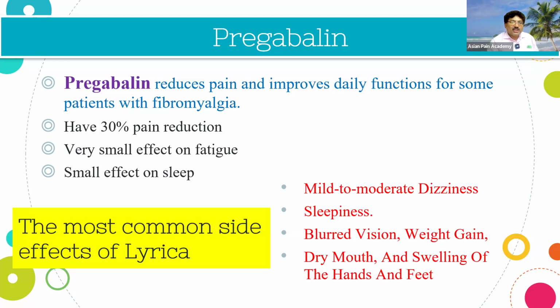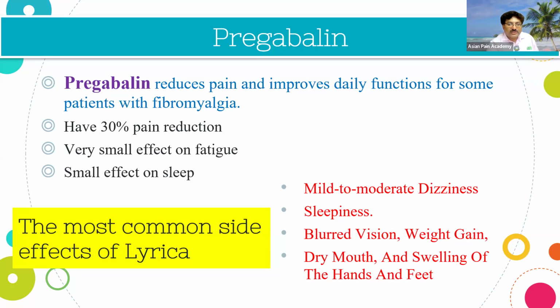First of all, pregabalin reduces pain and improves daily function in some patients of fibromyalgia, and practically in a number of patients this is the mainstay of treatment. It can cause a pain reduction of 30%, a very small effect on fatigue, and a small effect on sleep as well. The most common side effects are mild to moderate dizziness, sleepiness, blurred vision, and weight gain. Some patients complain of peripheral edema, and rarely dry mouth and swelling of the hands and feet.